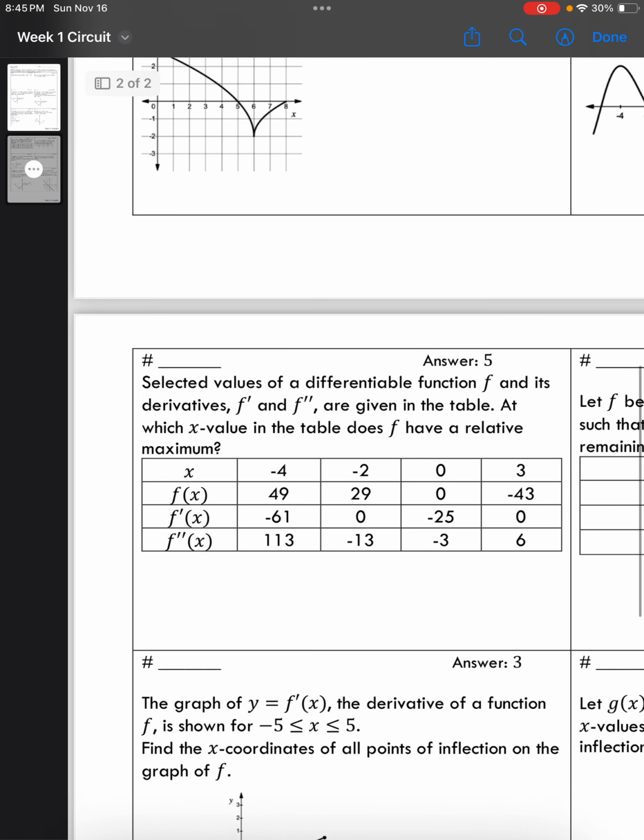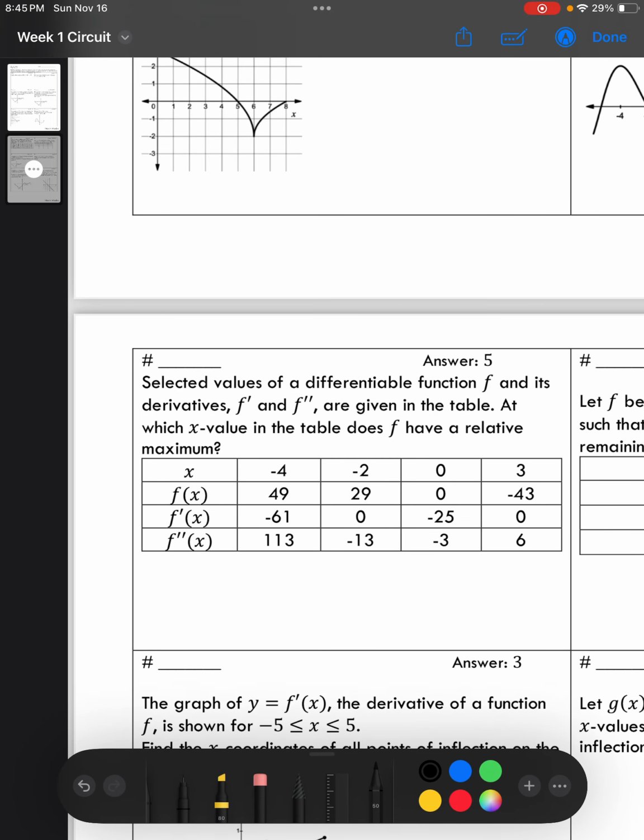Okay. So we are given a table of f prime, f, and f double prime. Which of the values does f have a relative maximum? So for a relative maximum, two things have to happen. f prime has to be 0. A relative maximum is a critical value, so f prime has to be equal to 0. And then a relative maximum also happens when f double prime is negative.